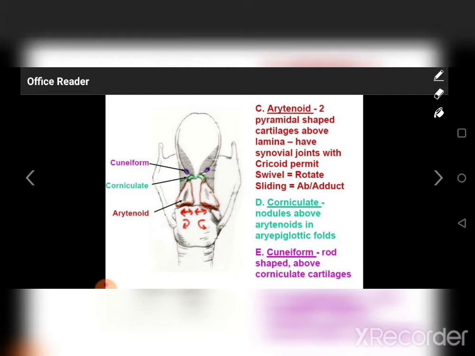So here we can see the arytenoid cartilages. These are pyramidal in shape, and they are above the lamina, and they have a synovial joint with the cricoid. These permit swivel, that is rotatory movement, as well as sliding movement. Then we have corniculate cartilages, which are located above the arytenoid cartilages in the epiglottic fold. Then above that we have cuneiform cartilages. These are rod shaped and they are lying above the corniculate cartilages.